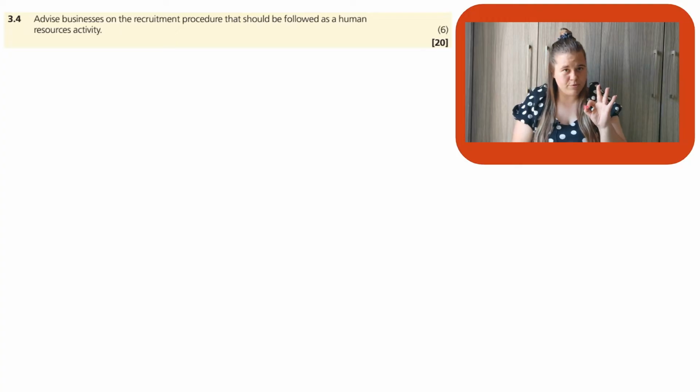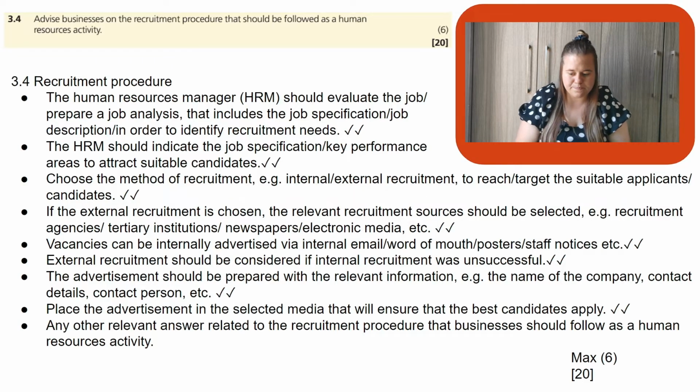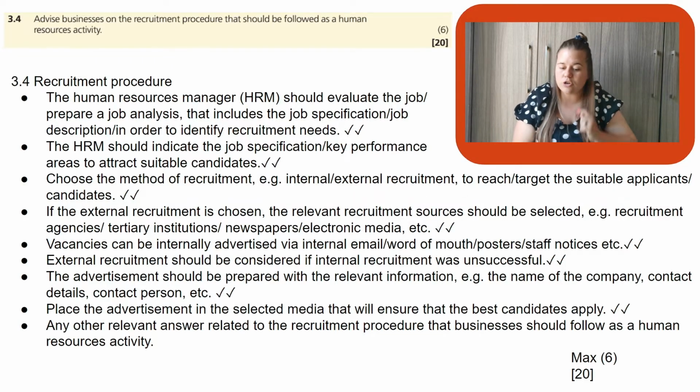6 marks, 3 bullets. All right, the human resource manager should evaluate the job, prepare a job analysis that includes job specification, job description in order to identify recruitment needs. The HRM should indicate the job specification and key performance areas to attract suitable candidates. Choose the method of recruitment, so whether we are choosing internal or external. If external is chosen, the relevant recruitment sources should be selected, so recruitment agencies, tertiary institutions, newspapers, and so on.